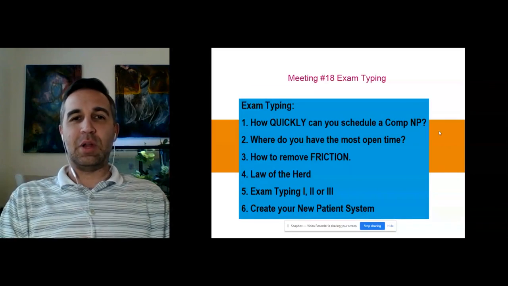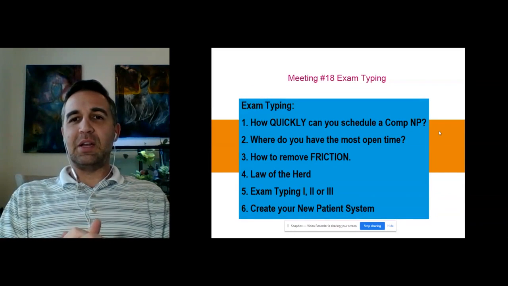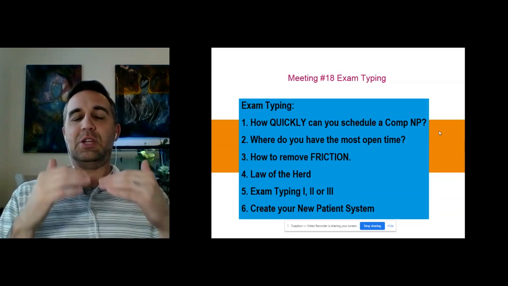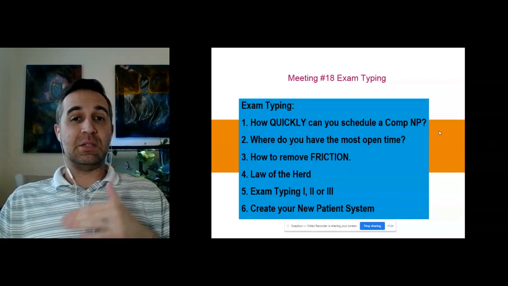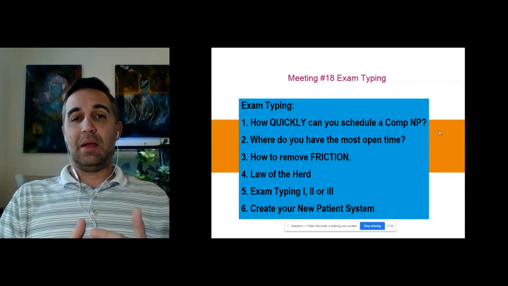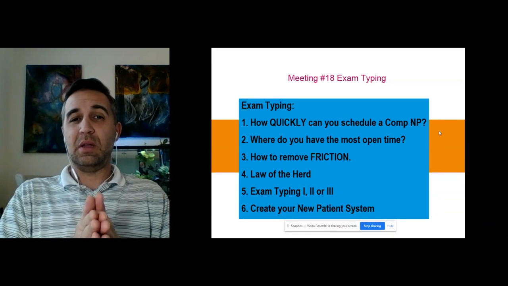Here's an overview of what exam typing is. How quickly are you able to get a comprehensive exam new patient in the schedule? Within 7 days? If you're going beyond 7 days, that's friction. And think about where you have the most open time where you could put new patients in.